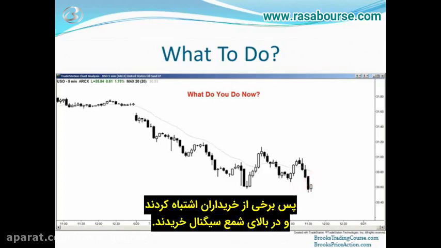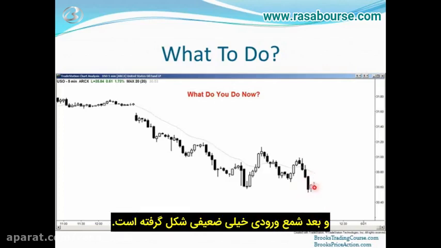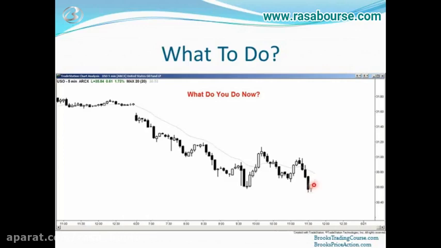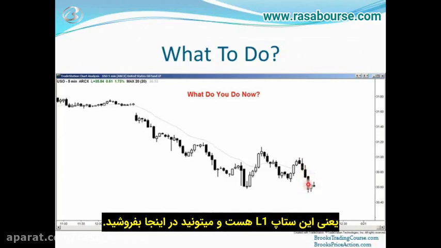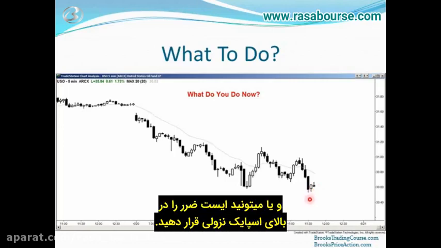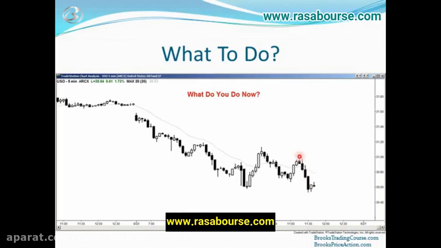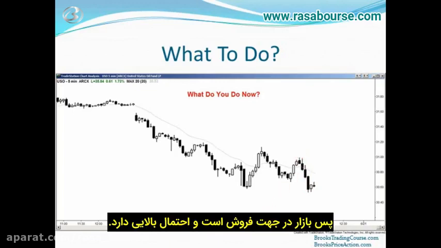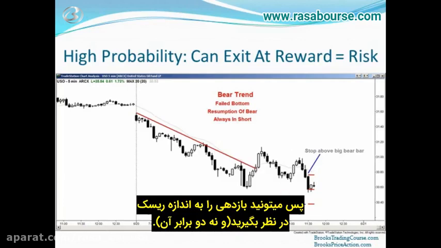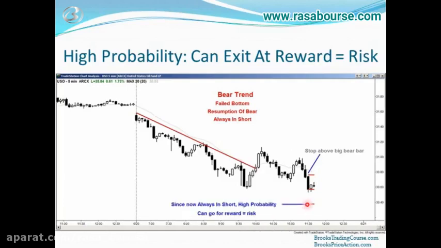That's a terrible entry bar for the bulls who made the mistake of buying above this bar. For the bears, these 2 bars are simply a pullback from this strong bear spike, this strong bear breakout. I think you can short that close. I think you can short the low one here. But your stop at a minimum is above the high of this bar, maybe all the way above the top of the bear spike. Always in short, therefore high probability, therefore can go for a reward equal to the risk instead of 2 times the risk.